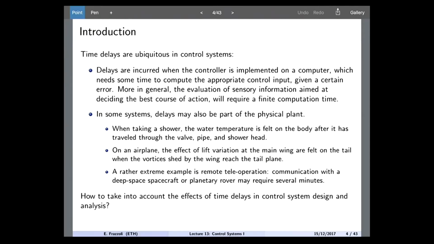However fast your microcontroller is, running this computation will take some time, right? So you will have some time delay in which the control action is not computed based on the current value of whatever output you're measuring, but is based on some past value of the output, okay? So this is what you will have more typically, okay?